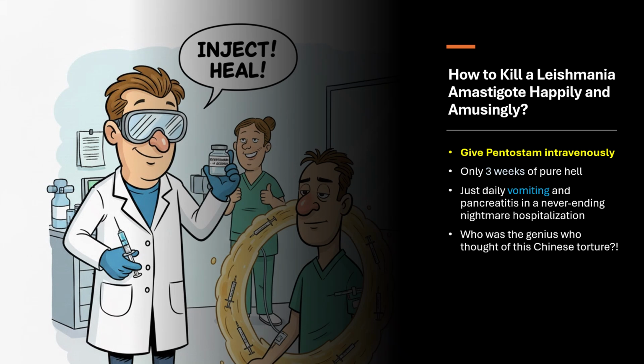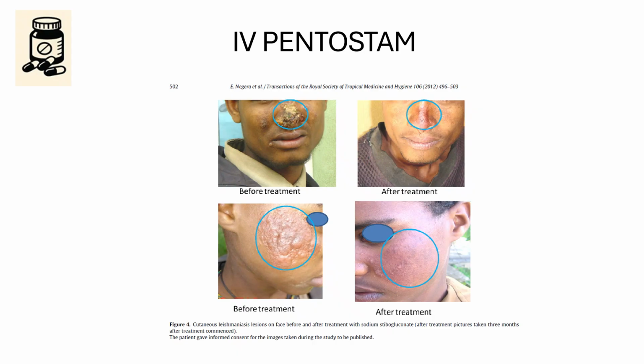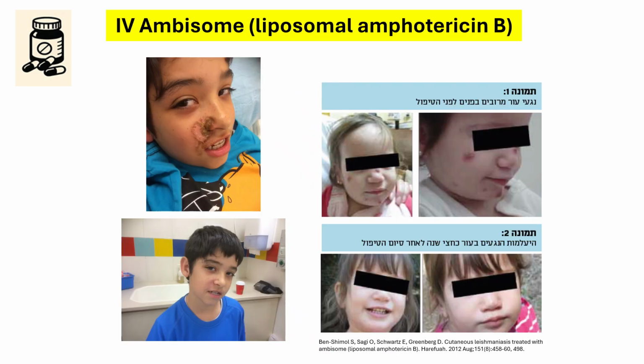Give pentostam intravenously. Finally, we look at the results of intravenous pentostam, sodium stibogluconate, for severe cutaneous lesions. In cases of complicated or systemic disease, particularly in pediatric patients, AmBisome is a highly effective treatment of choice. These clinical images show children with multiple or severe facial lesions before and after treatment.